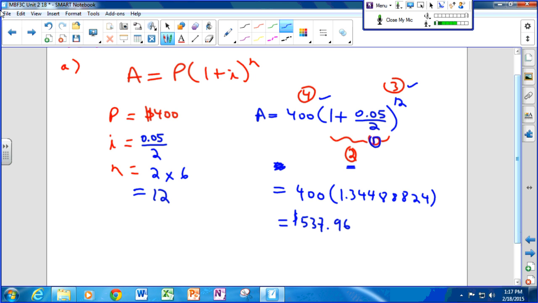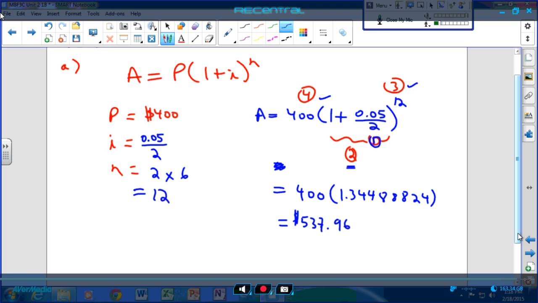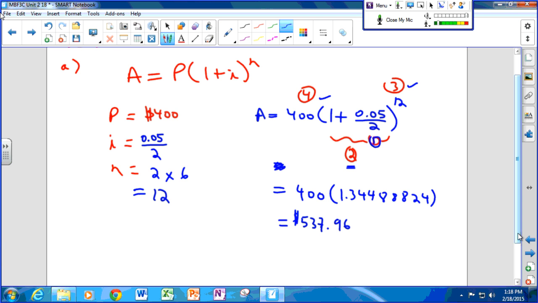And so the first thing I'm going to do is say, does that seem reasonable? We started with a $400 investment, 5% after 6 years. Does $537 seem reasonable? That does seem reasonable. You know, it's not way out, right? It's not millions of dollars. So you know, it could be reasonable.